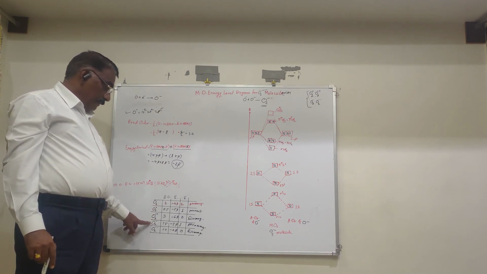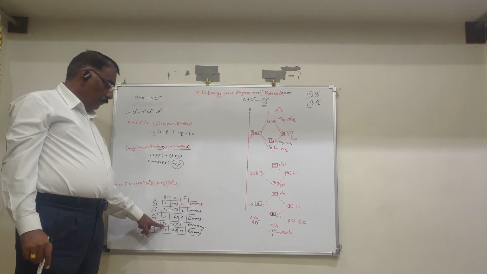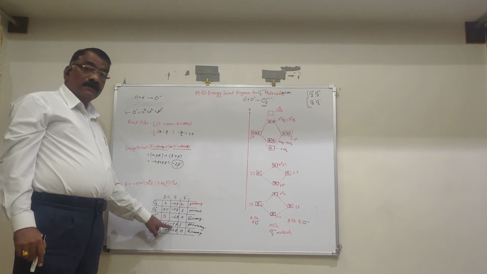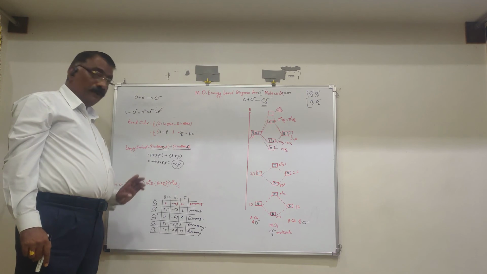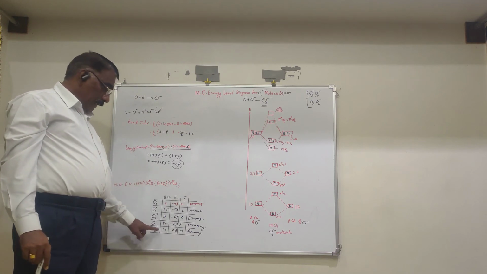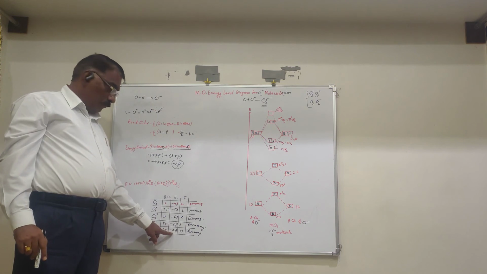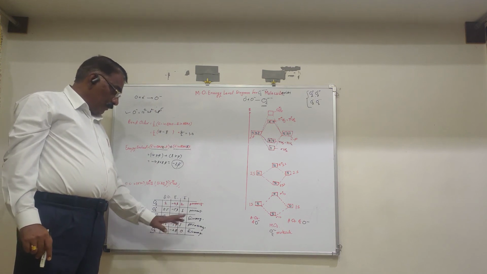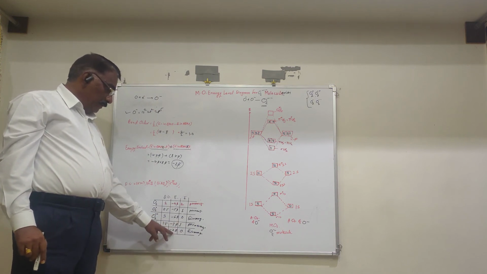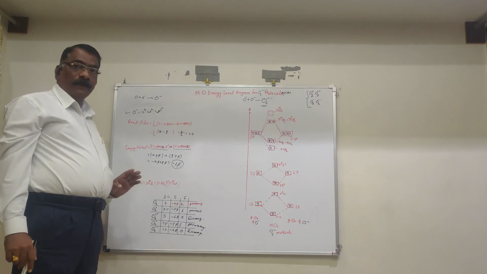Then O2 minus, it has 1.5. Energy involved is minus 3 beta. It is less stable as compared to the O2 molecule. O2 2 minus, it has bond order 1. Energy involved is minus twice beta. Unpaired electrons is 0. But when we compare with the energy, it is less stable than the O2.